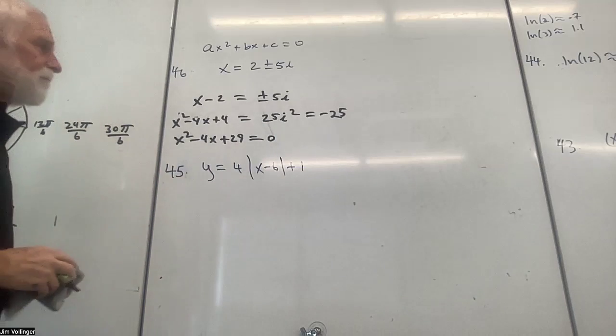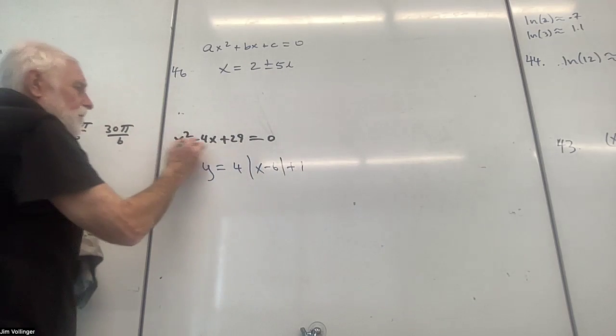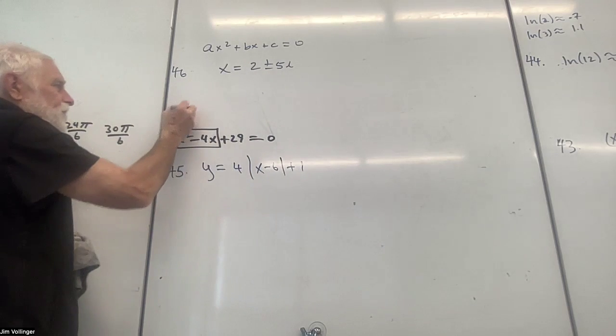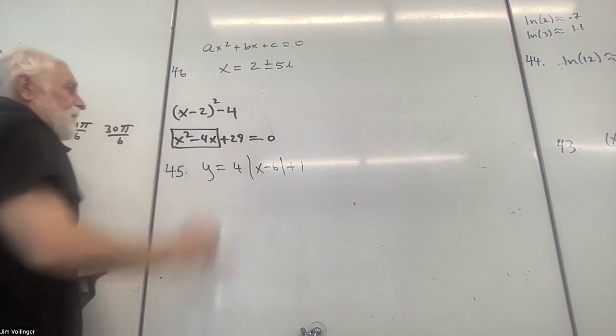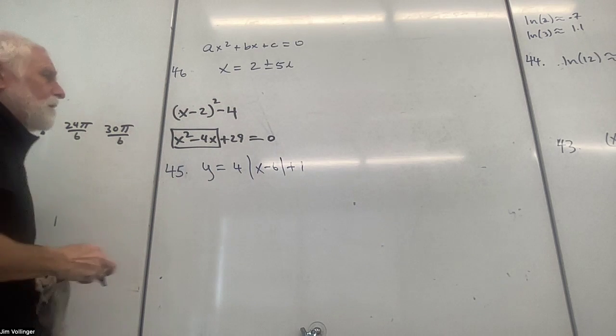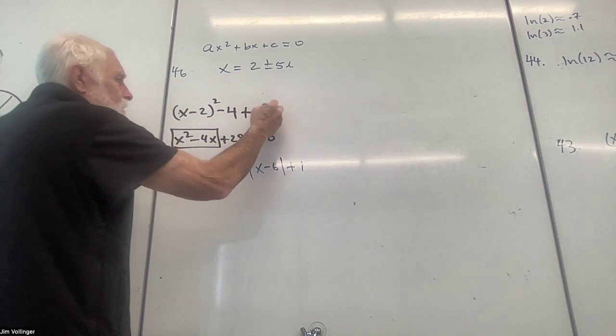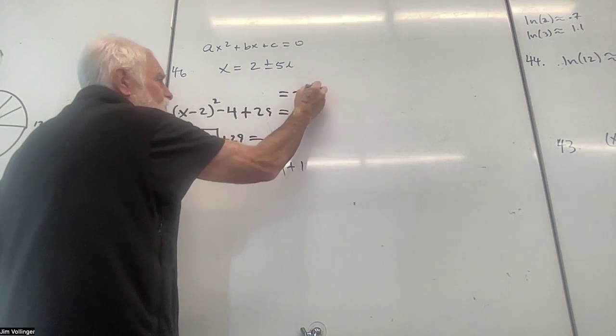Let's check it by completing the square. That's a rectangle. I'm going to change it into a square. That's it. That is the same as that box. Plus 29 equals 0. Well, that's 25. On the other side, it's minus 25.